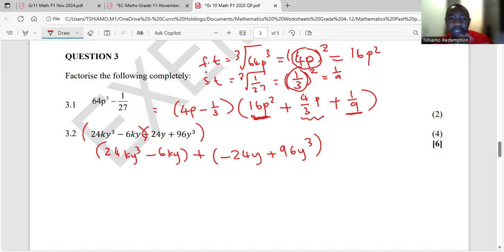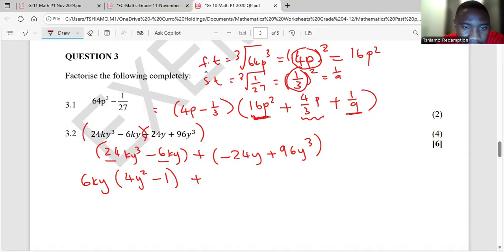First two terms in one bracket. And take out a common factor. What is a common factor? Here there's 6. 24 goes into 6 how many times? 4 times. And then ky. So I'm going to take out 6ky, and then what am I left with? 4k went out, I'm left with y squared minus 1.